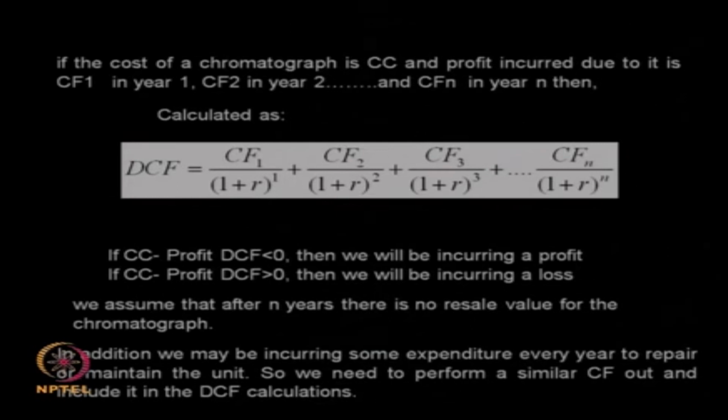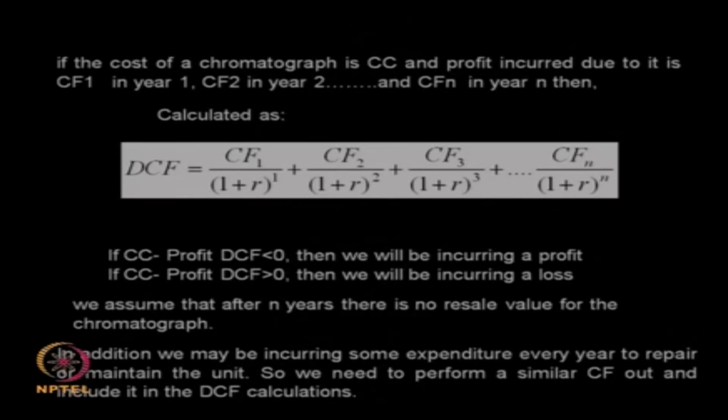So if I am going to get a profit in the same chromatography problem in year 1, year 2, year 3, year 4, year 5 and so on to n years, then what will be the total profit? You use the same formula: Cf1 divided by (1 plus r) raised to the power 1, Cf2 divided by (1 plus r) raised to the power 2, plus Cf3 divided by (1 plus r) raised to the power 3, and so on, Cfn divided by (1 plus r) raised to the power n. So imagine my chromatograph will last for 10 years, then your n will be 10.